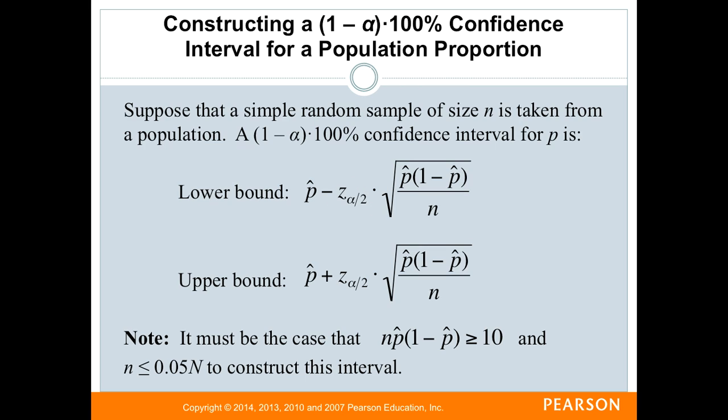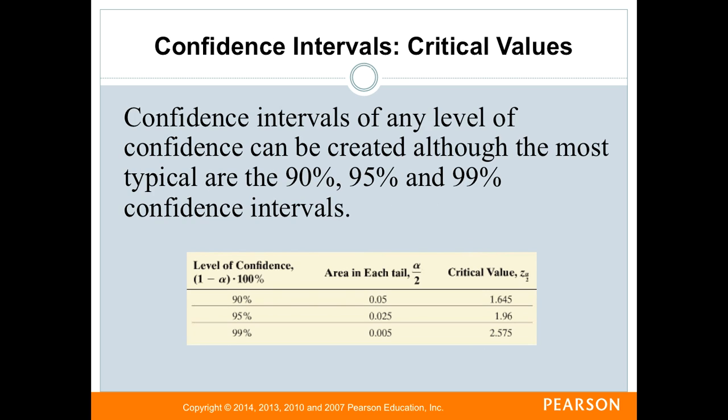So we're going to talk about critical values a lot, but you'll see that you have to find a critical value for every confidence interval you create by hand. So confidence intervals can be really of any level, but typically we're doing one of three confidence intervals, either 90, 95, or 99%. Those are the three most typical.